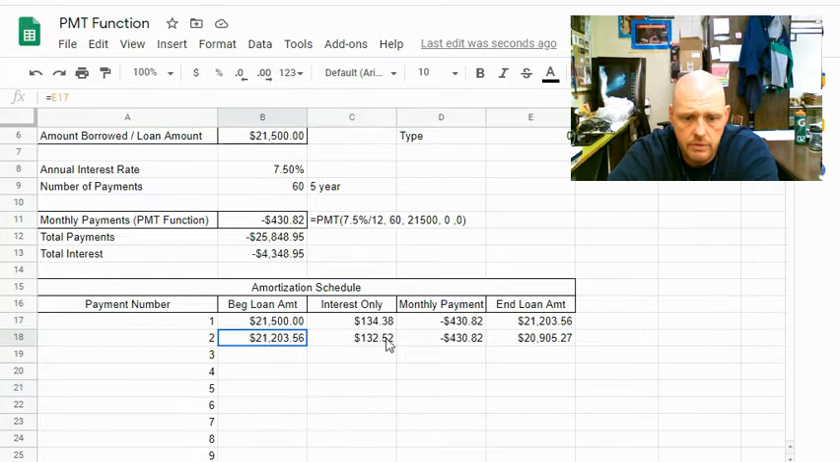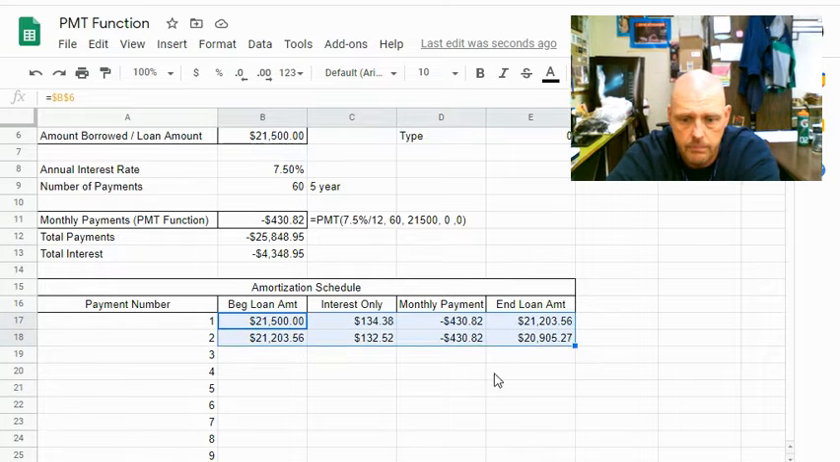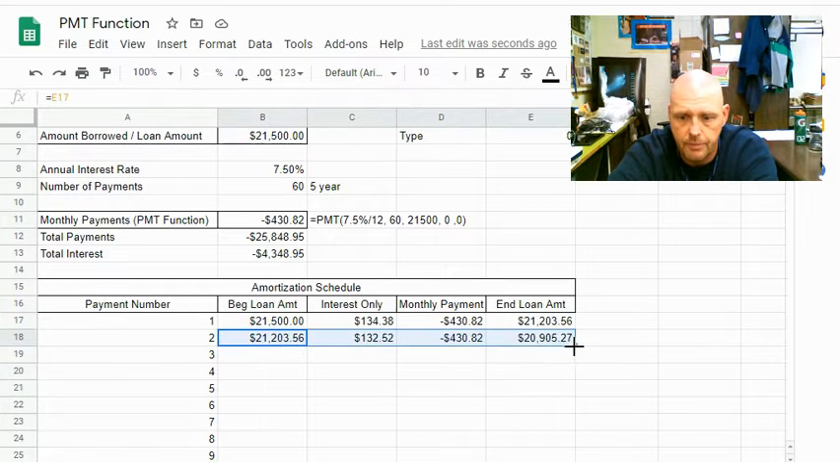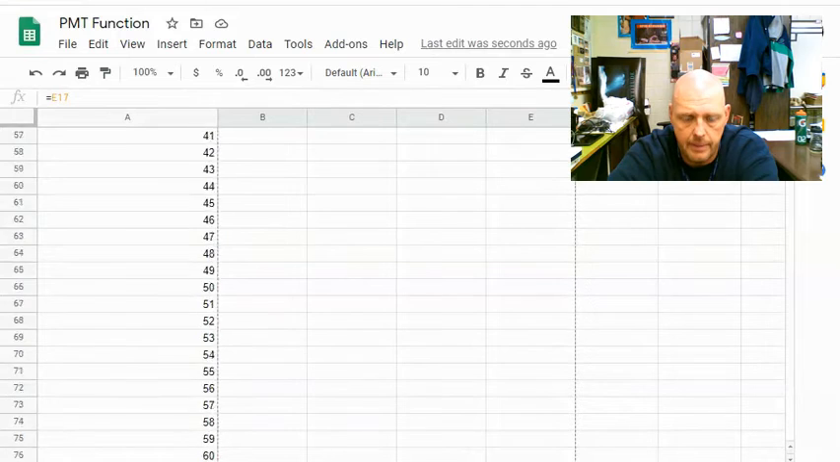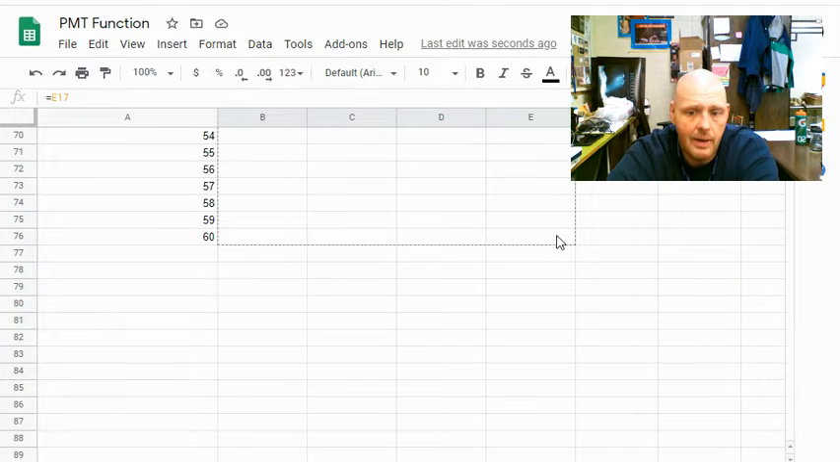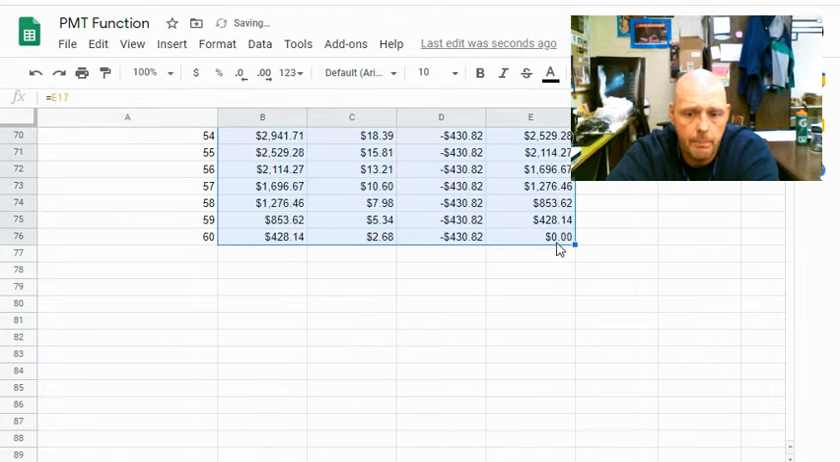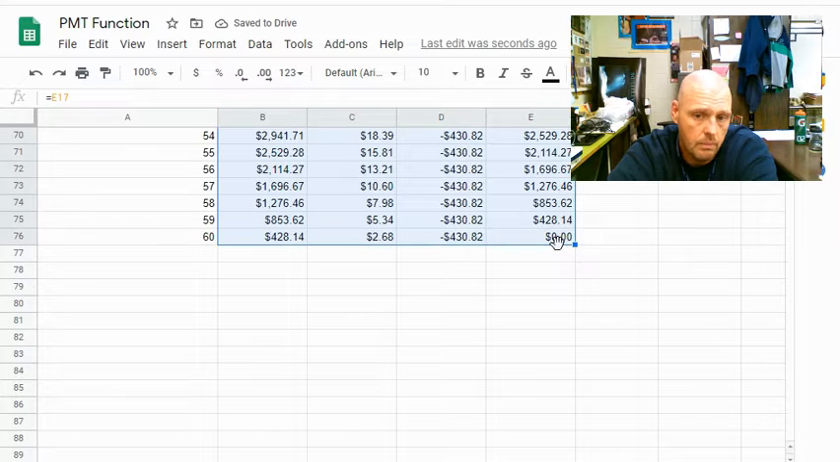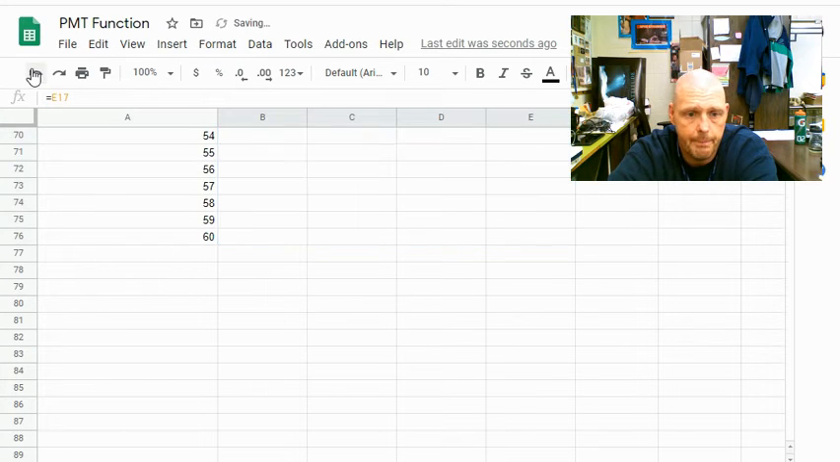Highlight just your payment number two information, right? Don't highlight everything. Just highlight payment number two information and drag it down to the bottom. How do I know it's right? When I let go, does my ending balance show up at 0, right? So one more time.